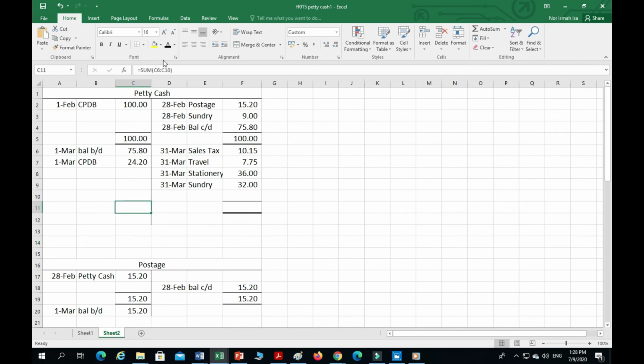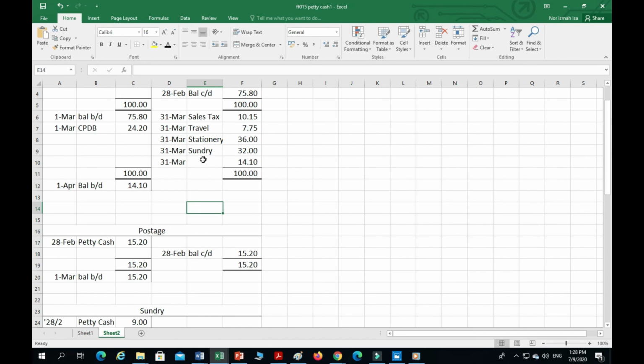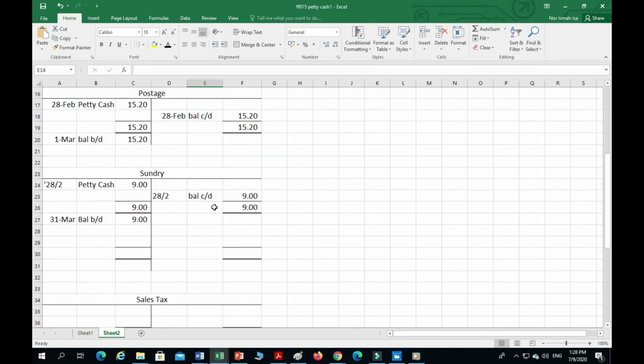32. So the balance for the petty cash as at 31st March is 14 and 10, and this is brought down 14. Since for March there's no transaction for postage, no amount should be posted here. As for sundry, we have another 32 that has been posted here. So the balance for sundry is 32.